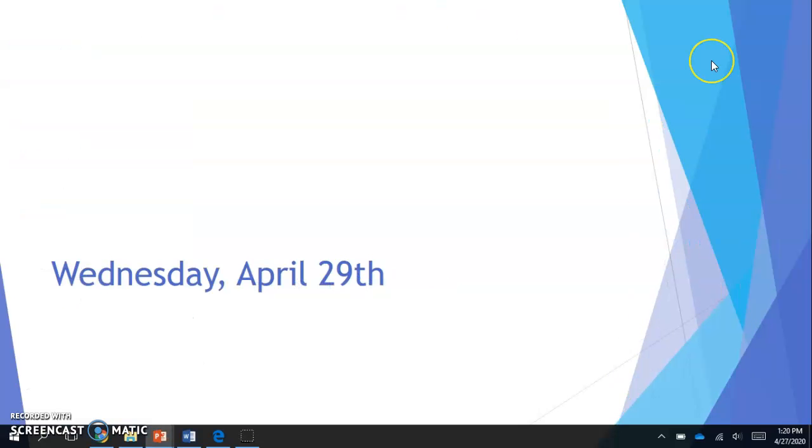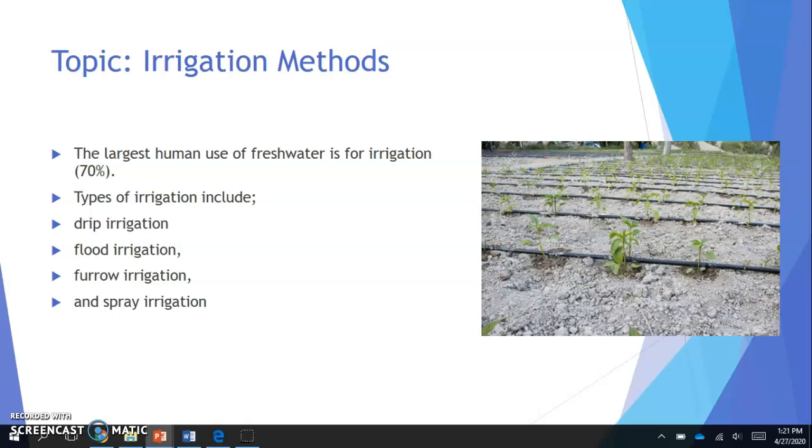Today we are going to be continuing our review of our Unit 5 Essential Knowledge. So remember, Unit 5 is on land and water use. Today we're going to shift our focus specifically to water use, and we're going to be talking about the different types of irrigation, so irrigation methods.